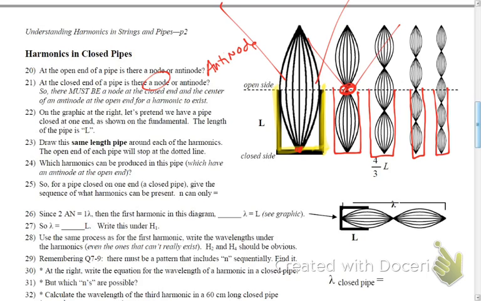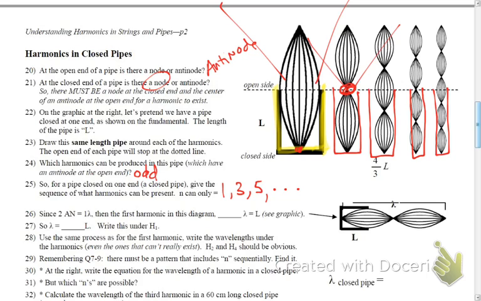So which harmonics can be produced in the pipe? Only the odd ones. Okay, so in a closed pipe, only the odd ones can produce the sound. So for a pipe that is closed on one end, the sequence would be 1, 3, 5, and then keep going on, however you want.